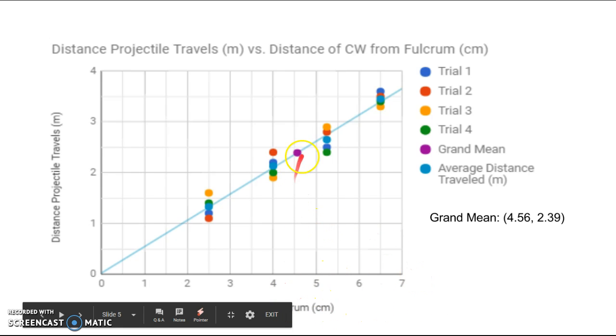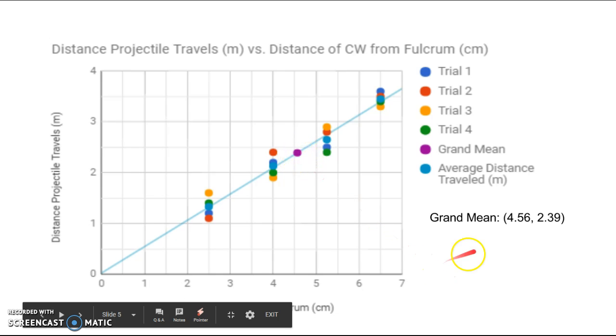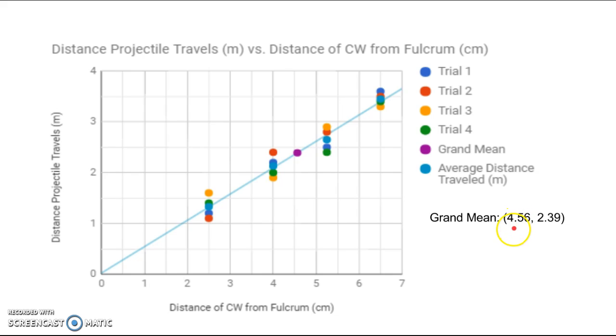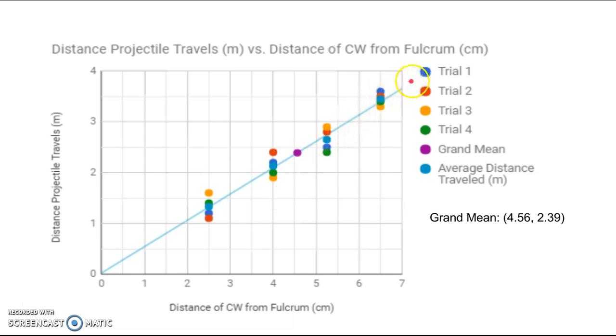Right? And you should also have your grand mean plotted. It should be somewhere in the middle right here. The grand mean should have come out when you rounded to 4.56 and 2.39. And your points should have looked fairly close to the line. They were fairly close together. They weren't all spread out. And your line should be going up as you go to the right. Alright, so check your graph, just make sure you have all of that. If you need to make any changes and you want to pause the video, go ahead and do that now.